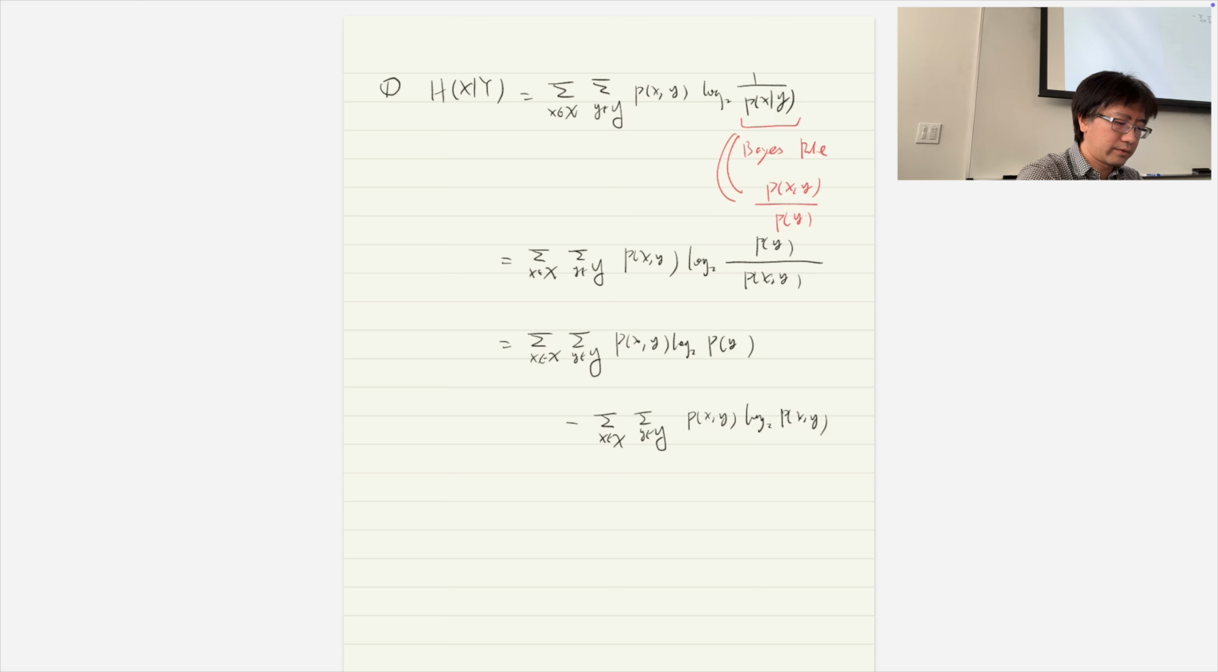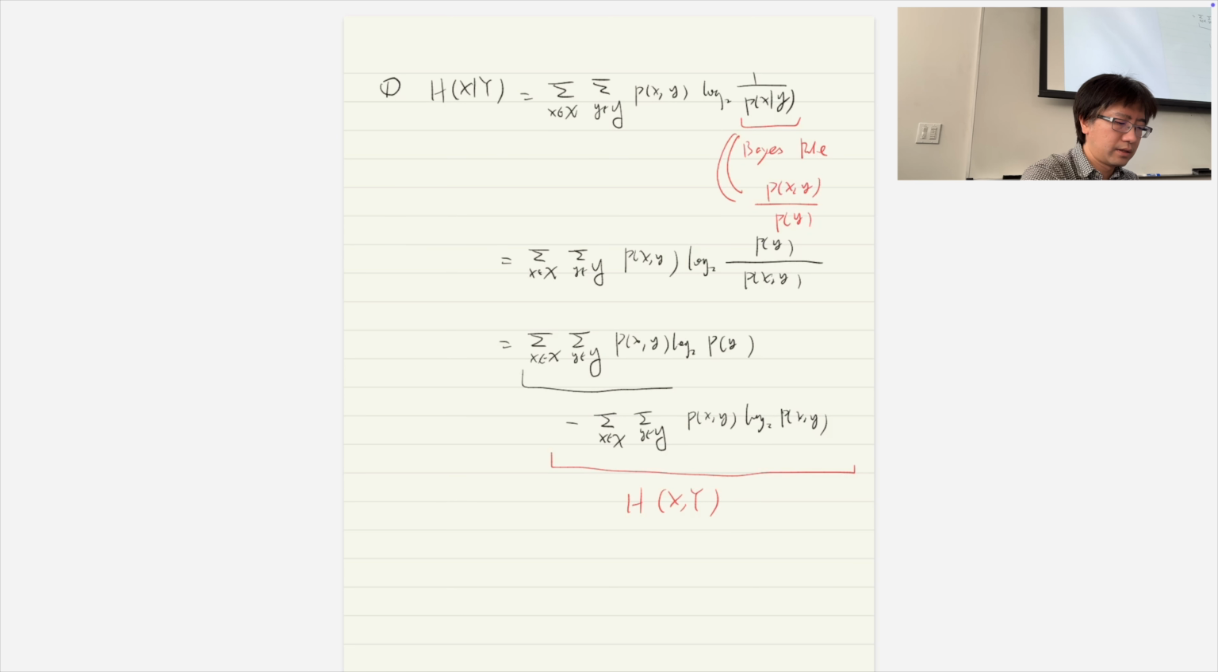Okay, very good. Now let's see, did you see anything familiar? What is that? Inside is p(x,y), outside is p(x,y), and then we sum over all of them. So that is what? Say it louder. The joint entropy. Joint entropy, right? Hopefully you still remember it. Just the joint entropy H(X,Y).